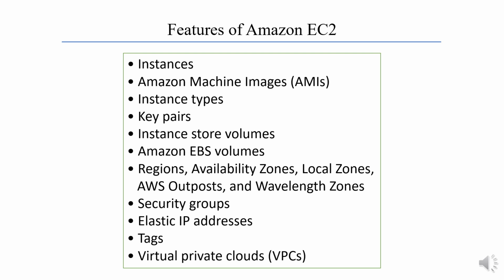Instances. An instance is a virtual server in the AWS cloud. Amazon Machine Images, AMIs. An AMI is a pre-configured template for your instance that packages the components you need for your server, including the operating system and additional software. You must use an AMI to launch an EC2 instance.